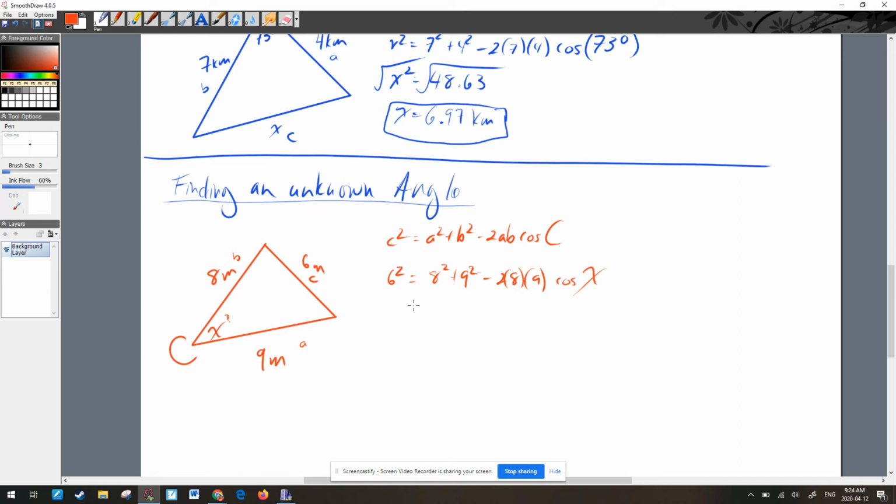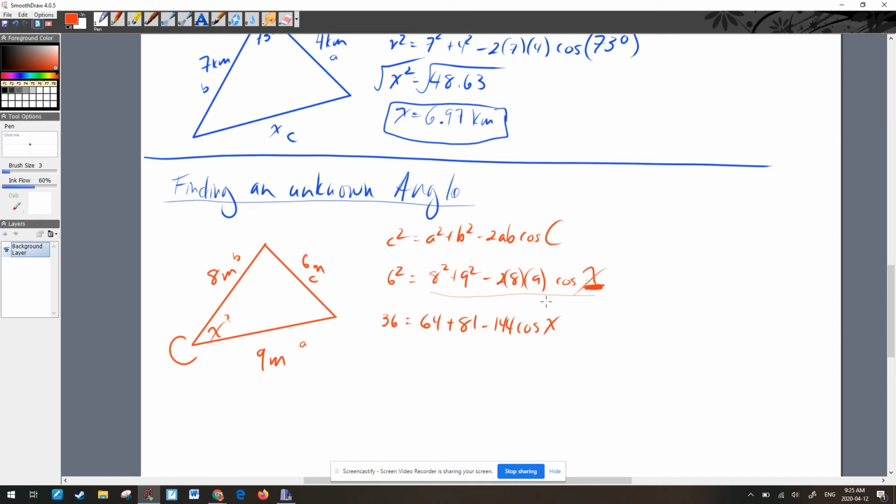Now, the last few examples we've done, this chunk right here has been all values, and we could just type that directly into our calculator. But in this case, obviously, we can't because we've got our variable on this side. So the evaluation of this becomes a little bit different. So we're going to have to be really careful with our process here. So we're going to just simplify each of these numerical expressions. So 6 squared is 36, 8 squared, 64, 9 squared, 81, 8 times 9 is 72, times 2 is 144. So minus 144 cosine of x.